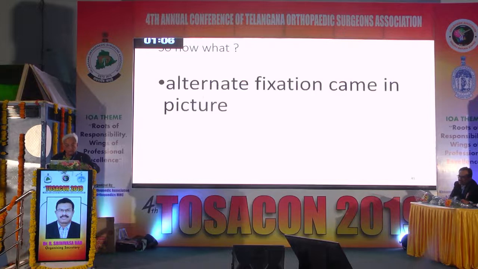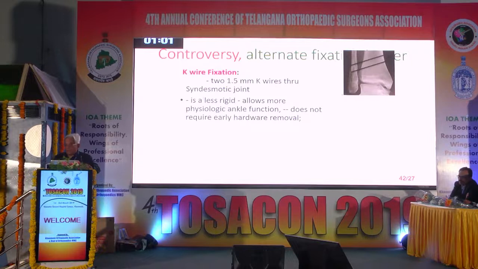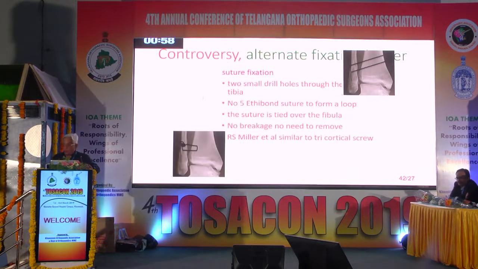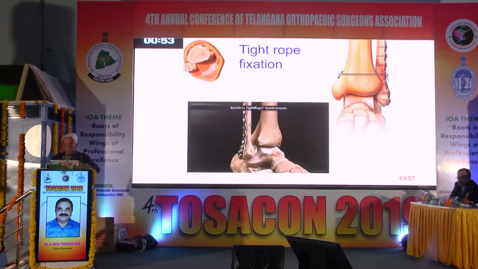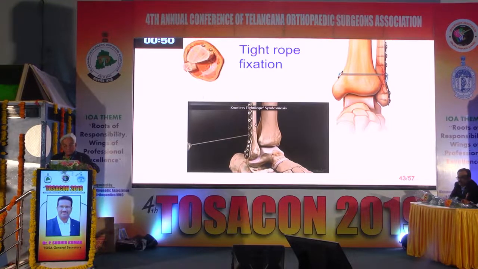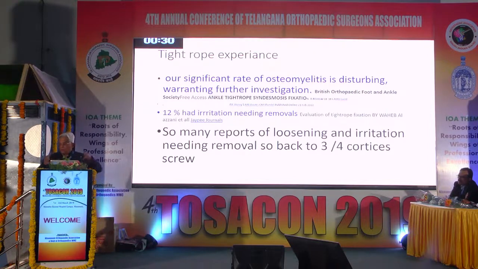So now what? Alternate fixation came into the picture. Some people started doing only the K-wire, or some people started doing the loop. But today what has now become the in thing is tightrope fixation. You put in the tightrope, which will fix up the syndesmotic joint. But tightrope experience also has now become not very positive. There is a significant rate of osteomyelitis with disturbing warranting signs. Investigations have shown that. And that's the reason the tightrope is also being questioned now.